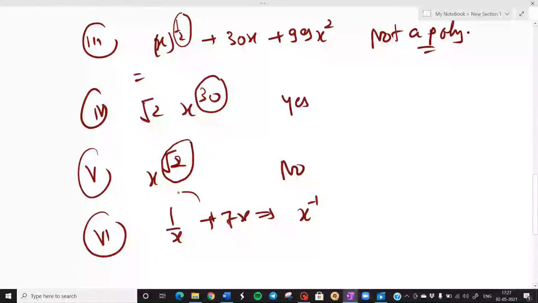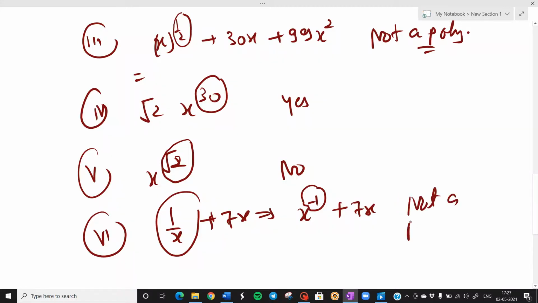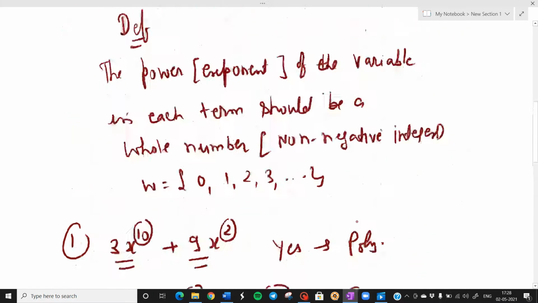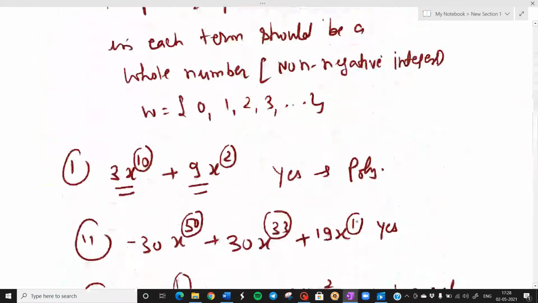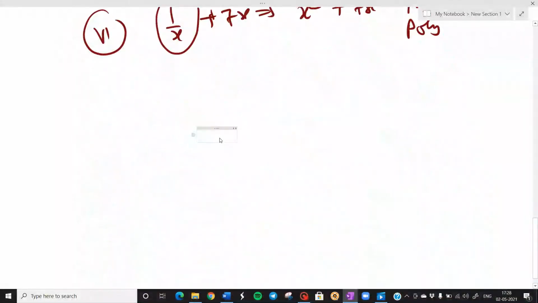I'm taking the next example, 1 by x plus 7x. Is it a polynomial? We have to see. Convert this 1 upon x into the numerator. It is x power minus 1 plus 7x. No, this is not a polynomial because the power of the variable, minus 1, is not a whole number. So we have to see only the power, not the coefficient of the polynomial. If the power of the variable in each term is a whole number, in that case that algebraic expression is a polynomial.